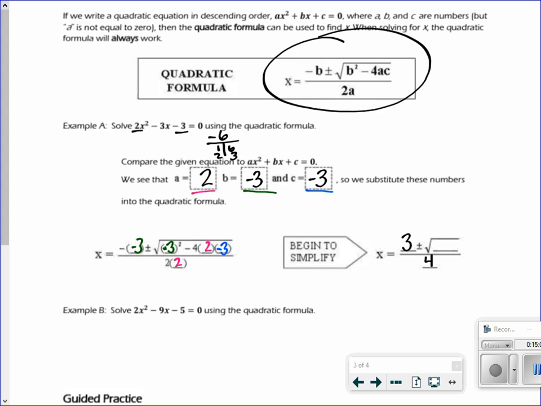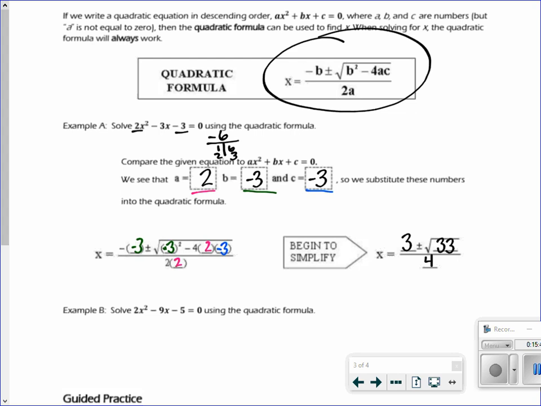In your calculator, type what is under the radical, under that square root symbol. Not the actual square root symbol, but the -3 squared minus 4 times 2 times -3. Or you can do it by hand. You should be getting 33 under the radical.